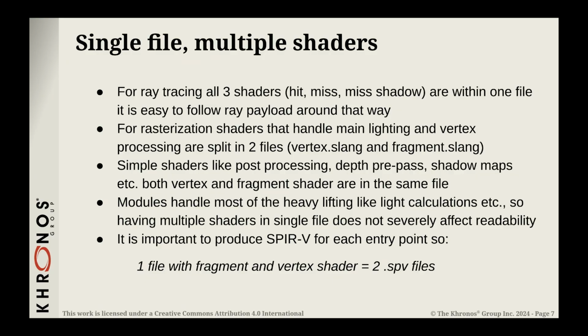So for example, ray tracing shaders were kept in a single file since all the ray tracing shaders are closely coupled together, and it was much easier to follow ray payload that way. On the other hand, main light path shaders were separated into vertex and fragment shader files, mainly because if I were to keep both shaders in a single file, the shader would be quite lengthy and hard to navigate.